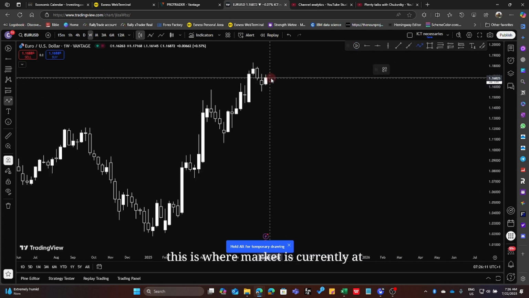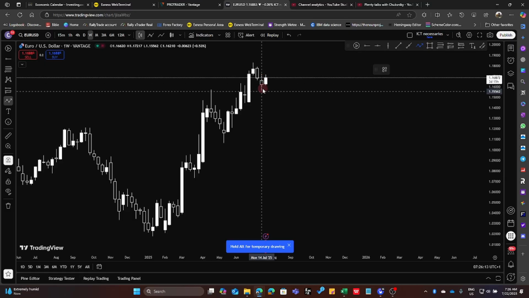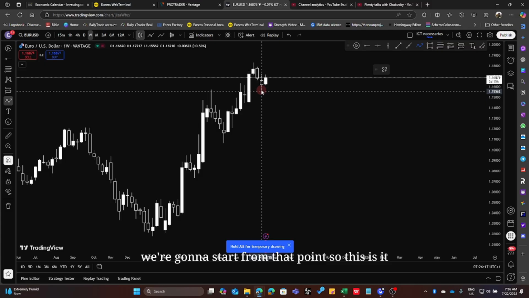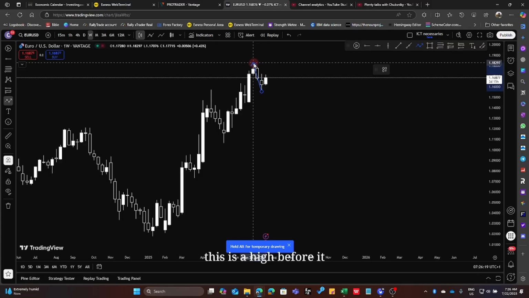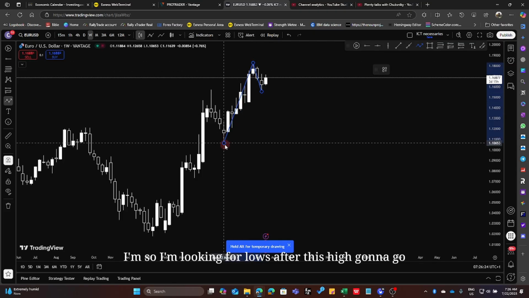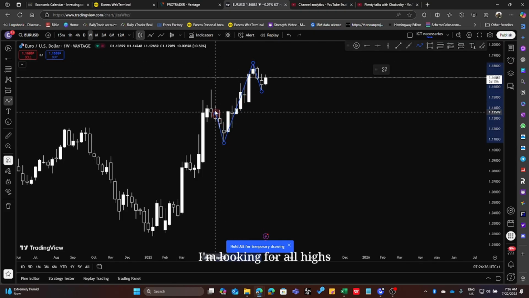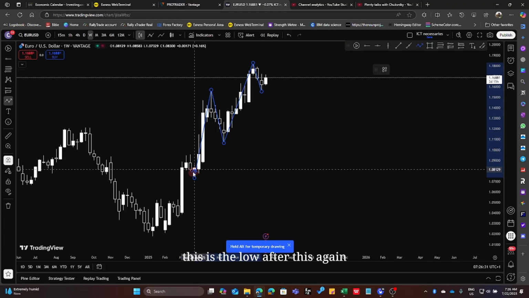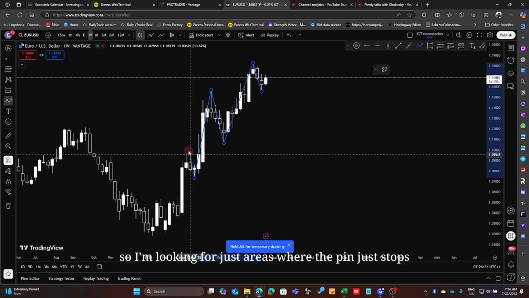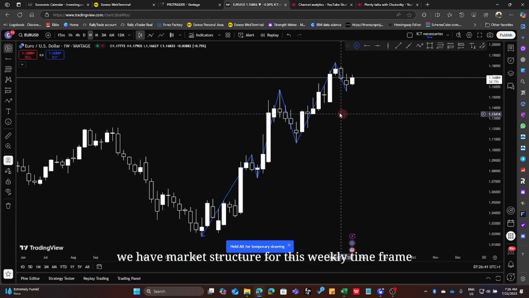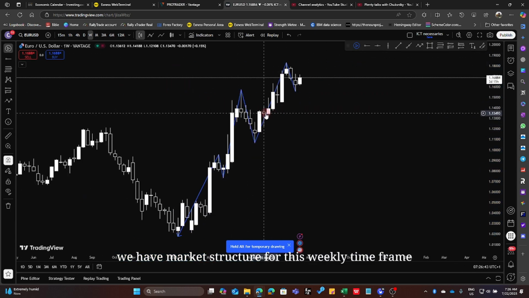This is where market is currently at, and we're going to go, if there is a low or a high just below it, we're going to start from that point. So this is a high before it, and so I'm looking for lows after this high. Now after this low, I'm looking for highs. This is the high. After this, I'm looking for lows. This is the low. After this again, I'm looking for a high. So I'm looking for just areas where the price just stops. You see right there. And my dear friends, we have market structure for this weekly time frame.